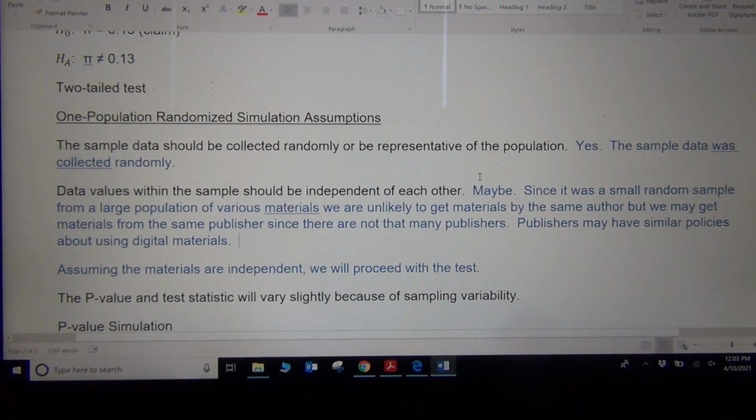All right. If it's a random sample from a really, really big population, like if we were talking about tens of thousands or 20,000 or 100,000 books, and we randomly chose 260, then the chances of us getting the same publisher, same author wouldn't be very high.